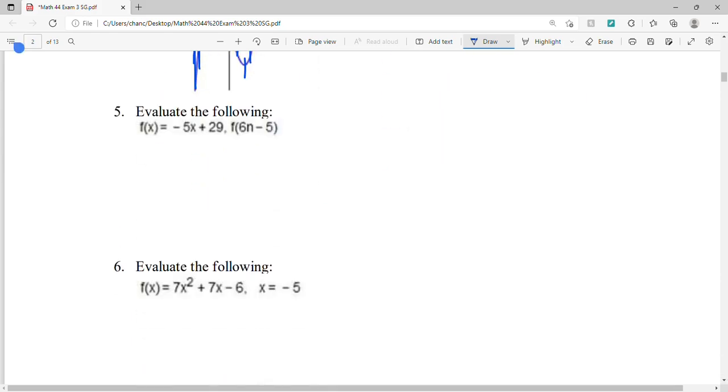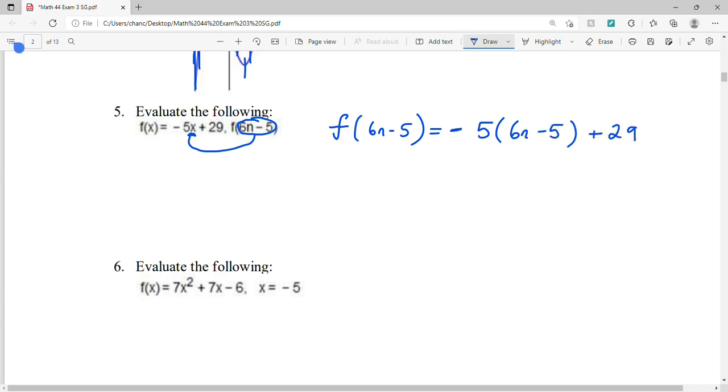Example 5, evaluate f of x equals negative 5x plus 29 for f of 6n minus 5. The first step is to write f of 6n minus 5. You're telling the reader what you're going to do. And this means we're going to take the 6n minus 5 and substitute that into the variable for x. We can now write negative 5, and we'll do the substitution with 6n minus 5, and we'll add the 29. So we're doing substitution and then simplifying.